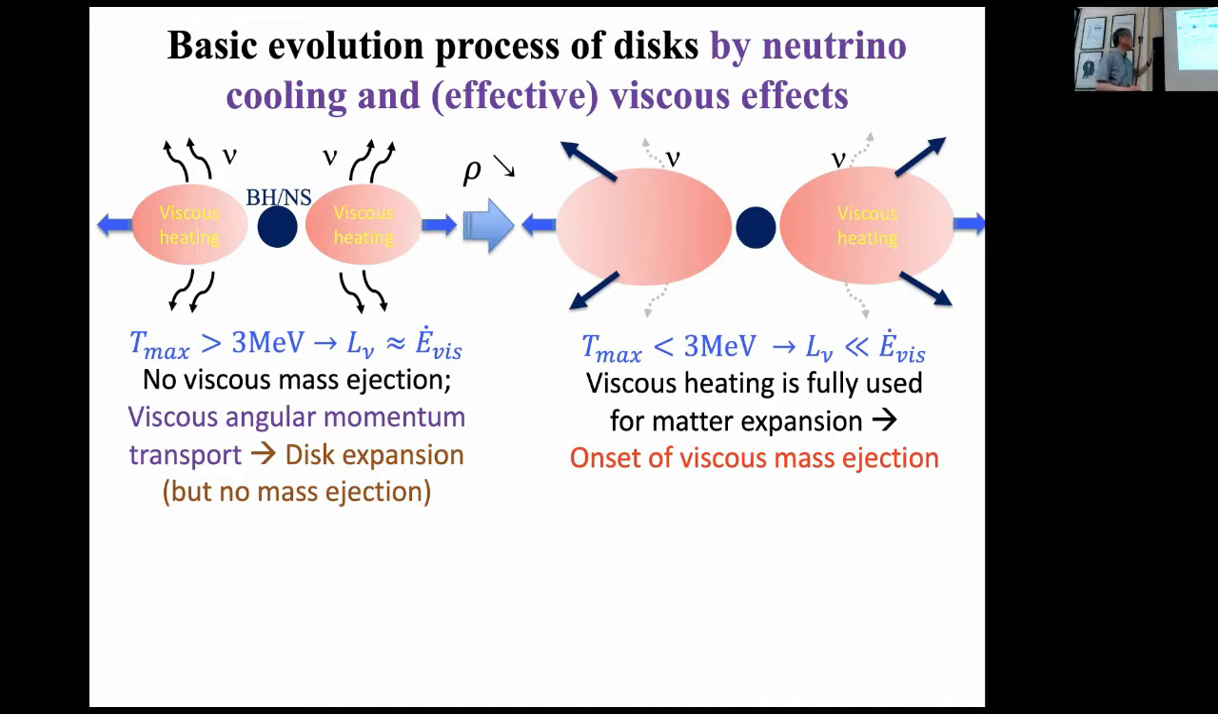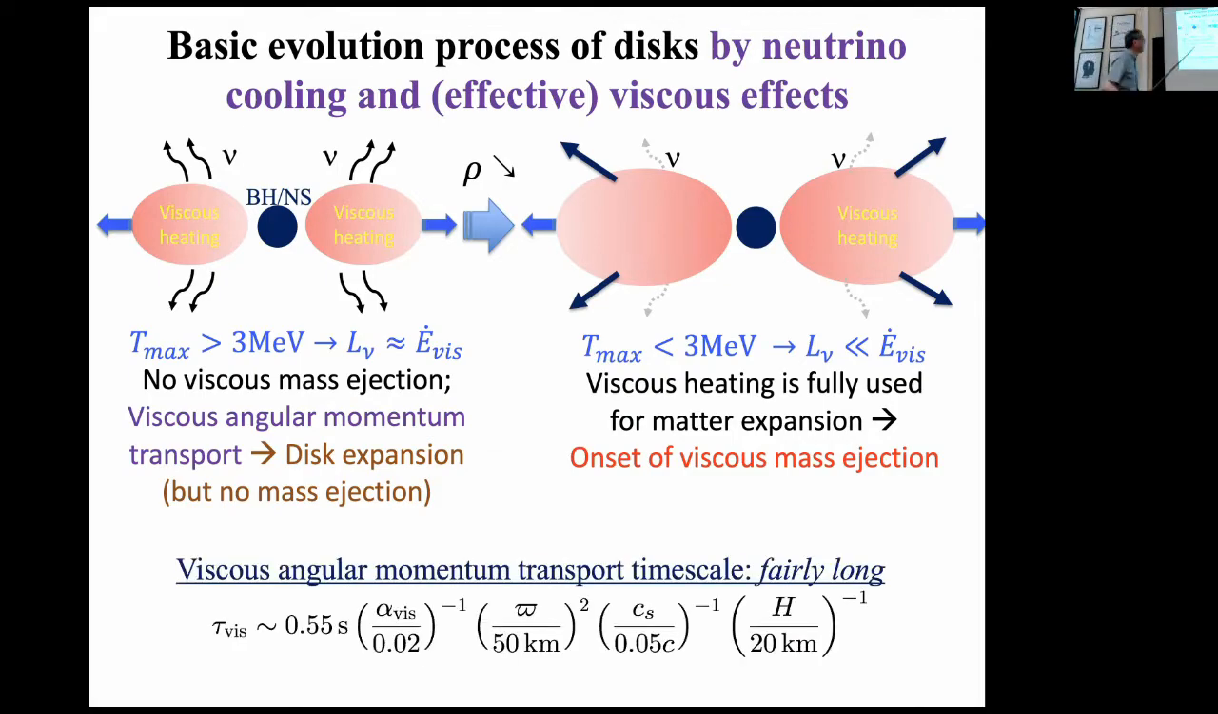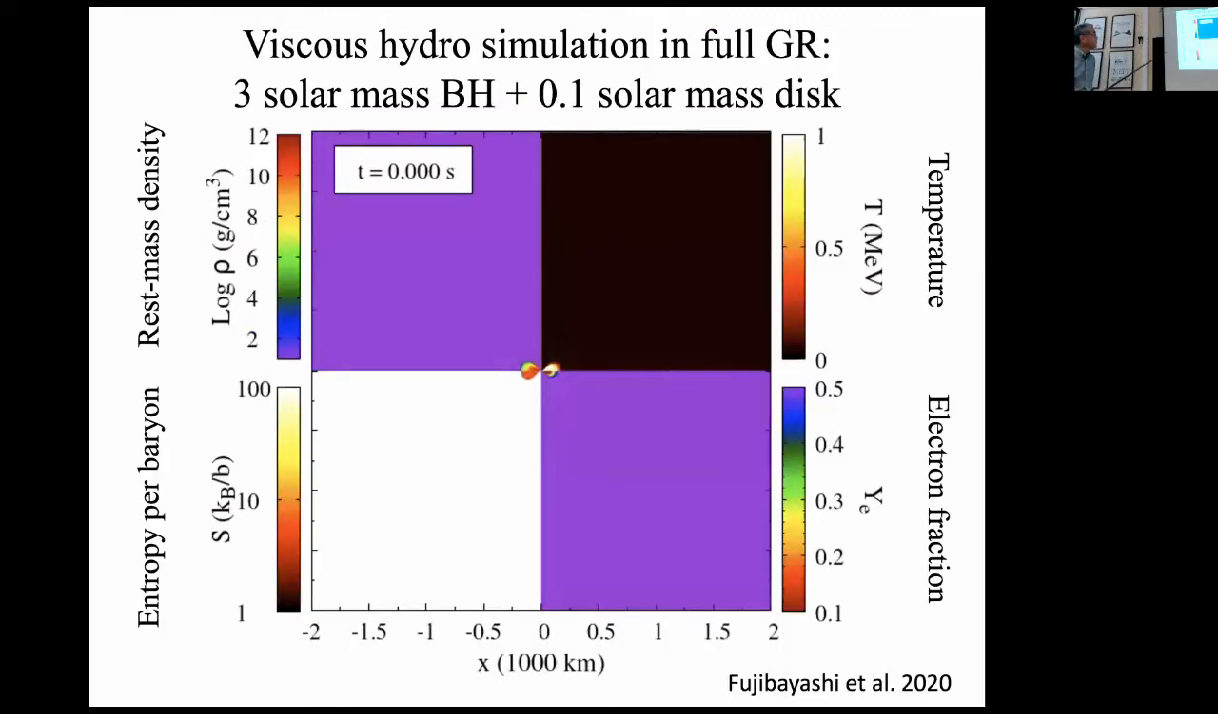This is a basic scenario for the mass ejection from the disk. For this, the time scale is very long, about 1 second. In the case of dynamical mass ejection, the time scale is only 10 milliseconds, but for viscous evolution, it's 100 times longer. So this means that numerical simulation is more difficult. We have to perform a longer numerical simulation, but now it's possible to perform such a simulation. And then let me show what the mechanism is.